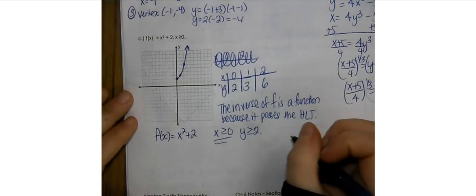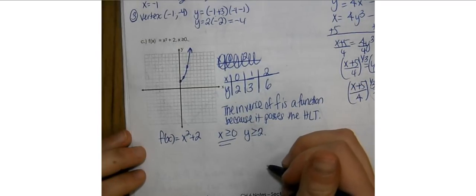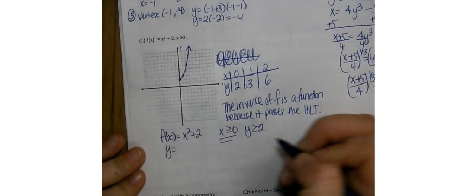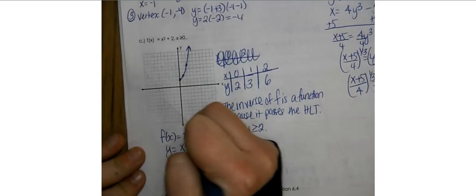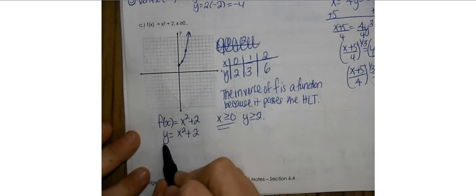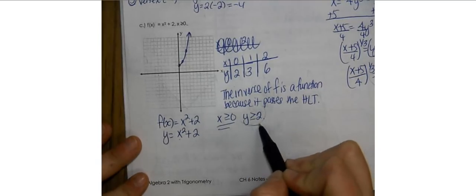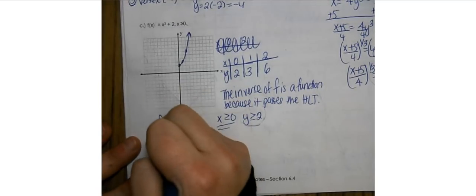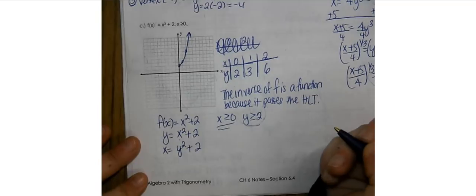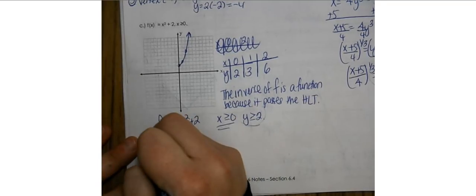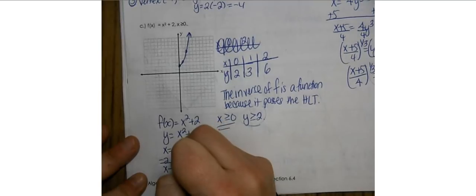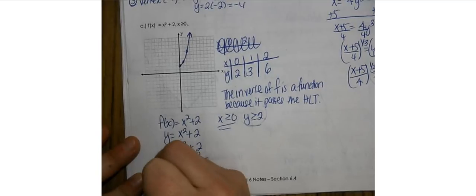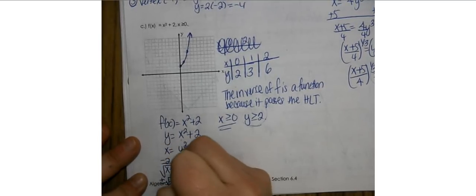Okay, so let's go ahead and look at this. So we have y, so I'm going to replace f of x with y, and we have y is equal to x squared plus 2. And I'm going to switch the x and the y values. Now notice that there was a restriction on y, so that's going to come up a little bit later. So I'm going to write x is equal to y squared plus 2. Now I'm going to solve for y by subtracting 2 on both sides, and I have x minus 2 is equal to y squared. I'm going to take the square root of both sides, and I end up with plus or minus the square root of x minus 2 is equal to y.